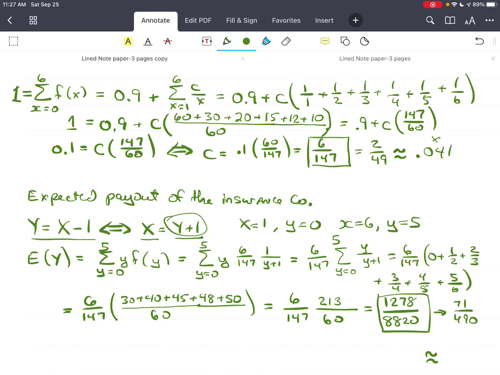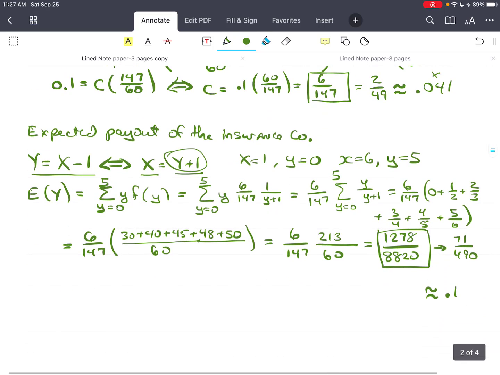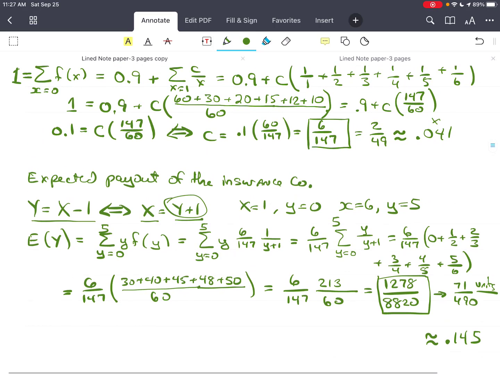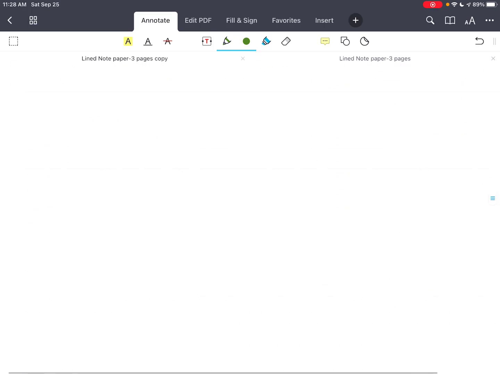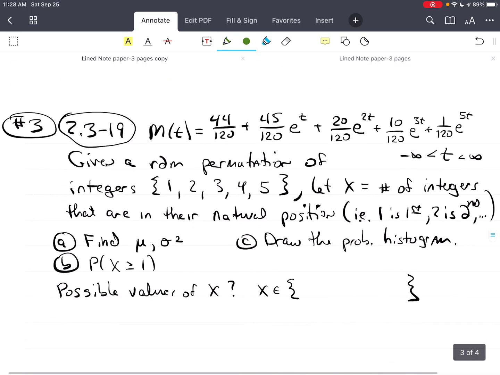And although I will not accept it, it is nice to know that the decimal equivalent is about 0.145. So about 14.5% of a unit is the expected payout. This is in units, whatever the units are, and that is the solution to problem number 2.